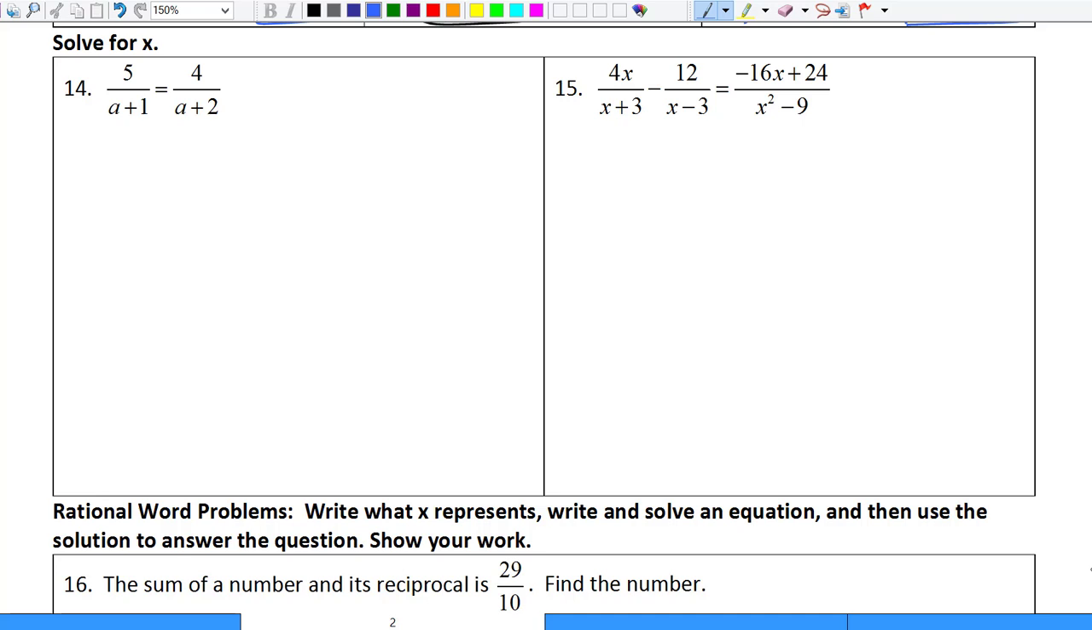This next section says to solve for x. So when we're solving rational equations, we need a common denominator just like we used in the last section when we added and subtracted. So the least common denominator between a plus 1 and a plus 2 is simply a plus 1 times a plus 2.